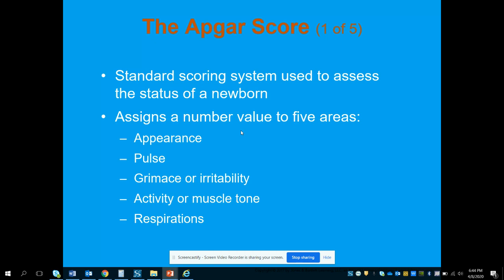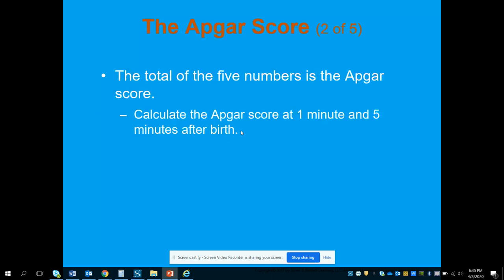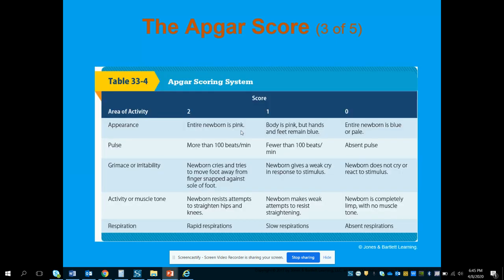So looking at the Apgar score, which we mentioned previously, this is the standard scoring system used to assess the status of a newborn, and it assigns a number value to 5 areas, so much like a GCS. And it looks at appearance, pulse, grimace or irritability, activity, and respirations. Those are the things that it's going to be looking at here. And so the total of those 5 numbers is going to be your total score, and you get those Apgar scores at 1 minute and at 5 minutes.